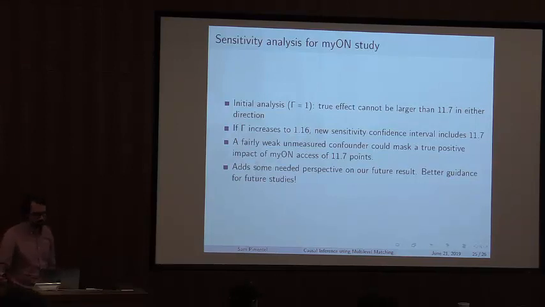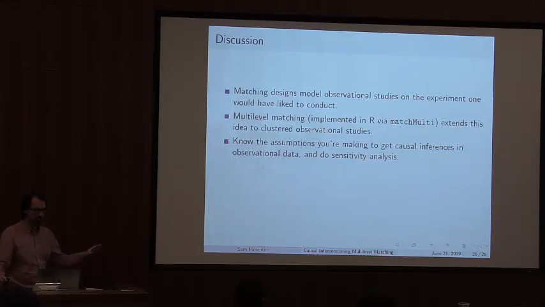So that's about all I've got to say. Big picture takeaways are: you want to think about the randomized trial you would like to conduct when you're doing causal inference. Matching is a way that you can design your study along those principles. And multi-level matching is a way to do it for clustered studies. Finally, you should know your assumptions really well, and you should do sensitivity analysis if possible.